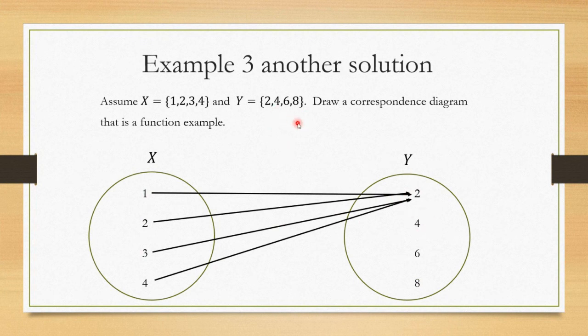The range here would only be 2. In this case, just a set containing 2, but 4, 6, and 8 would not be in the range. Everything in the first set, in the domain, has to be input, but not everything in the second set has to be output. In this case, only 2 is output, and that's okay. Very good question. Any other questions?